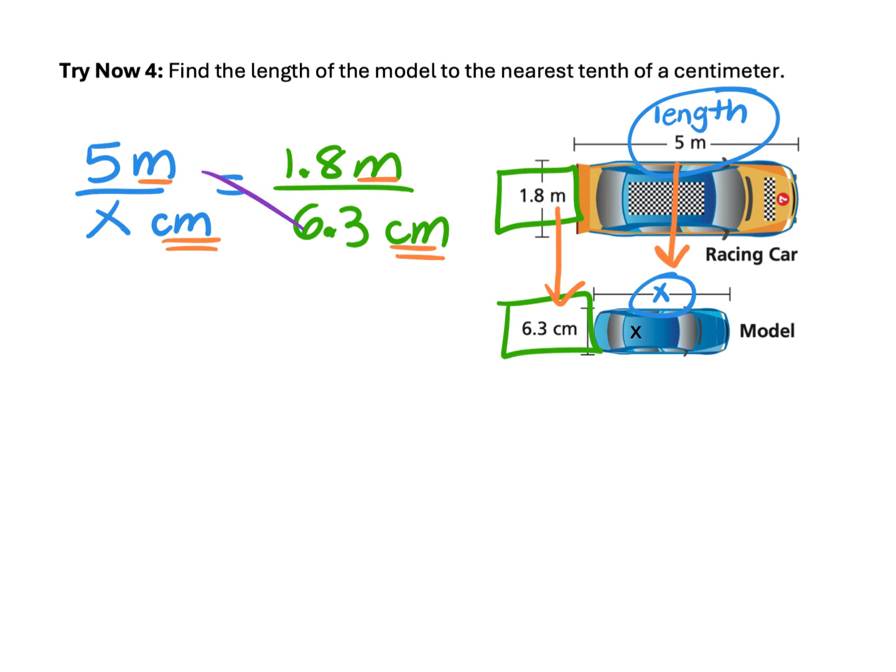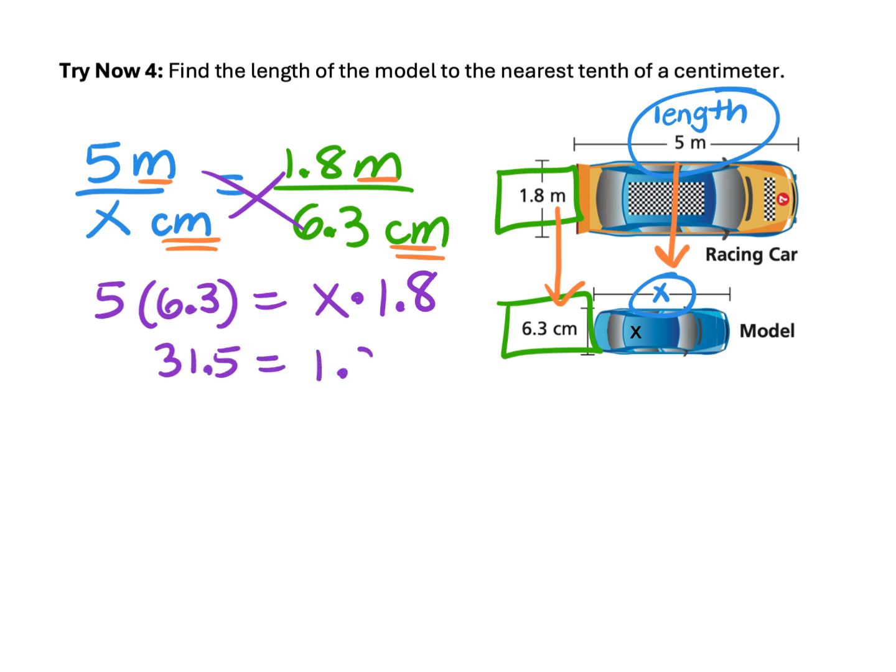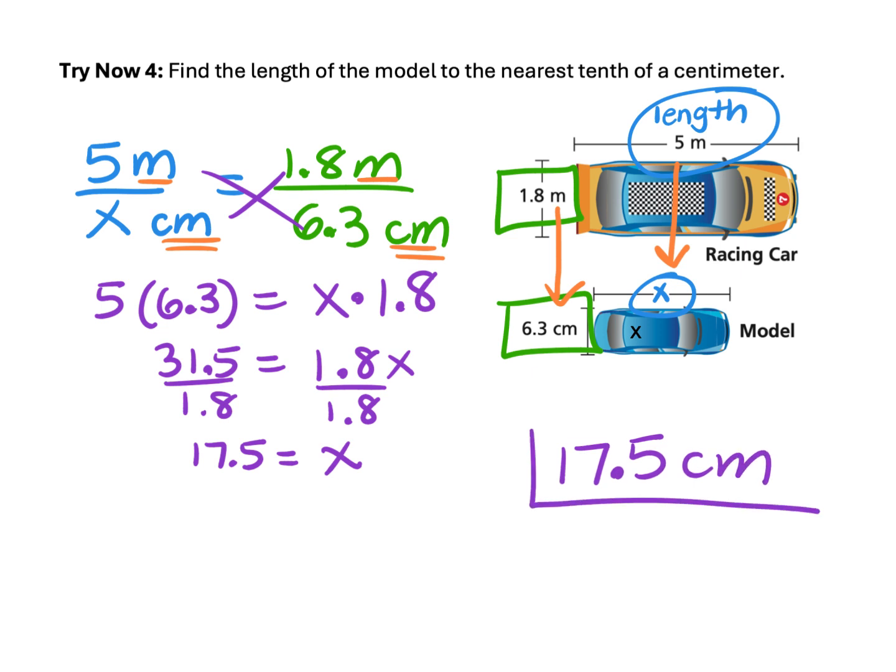Now we can just go ahead and do a cross product. 5 times 6.3 equals x times 1.8. Take your calculator and you will get 31.5 equals 1.8x, divide by 1.8, and that ends up being 17.5. And that's already rounded to the nearest tenth of a centimeter, so we don't have to round. Just add that label, and there we go.